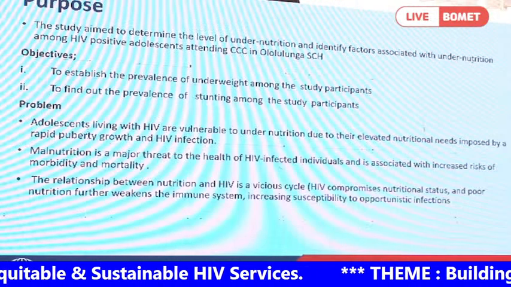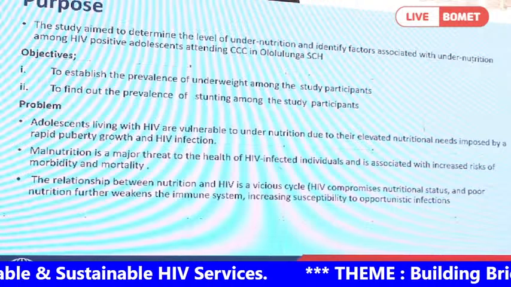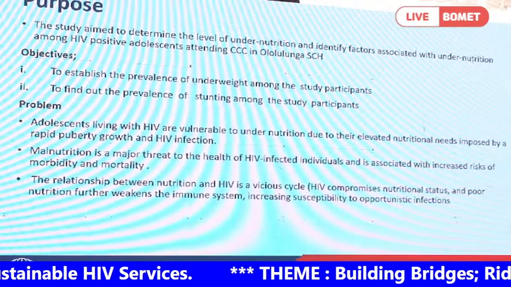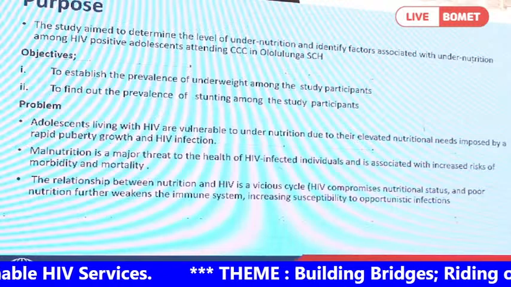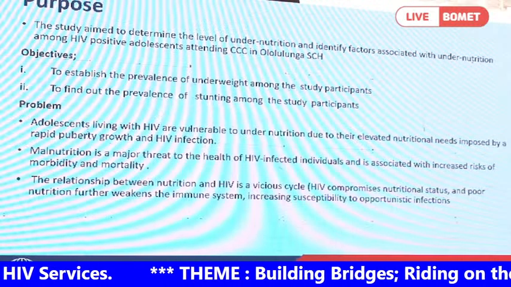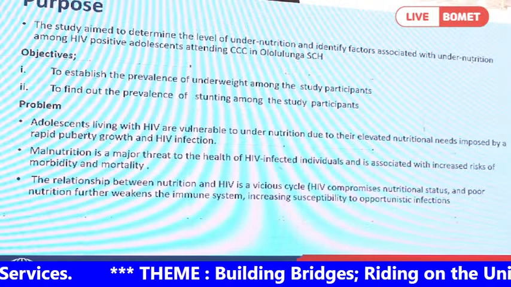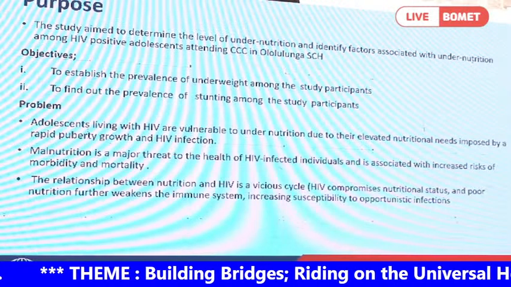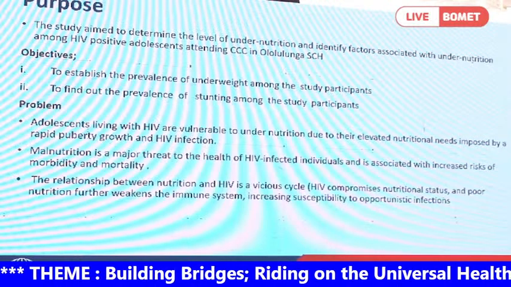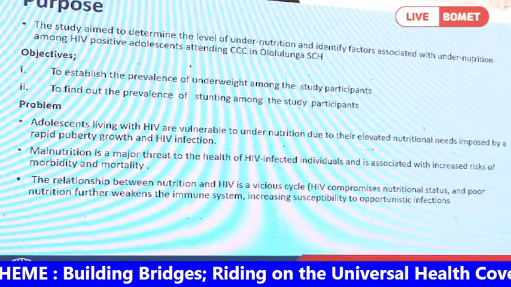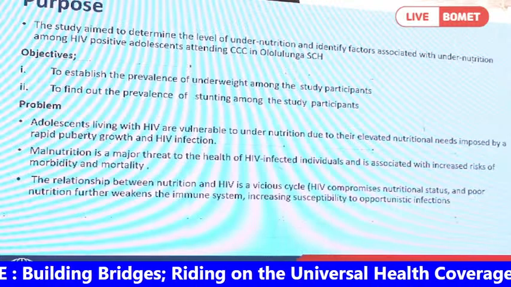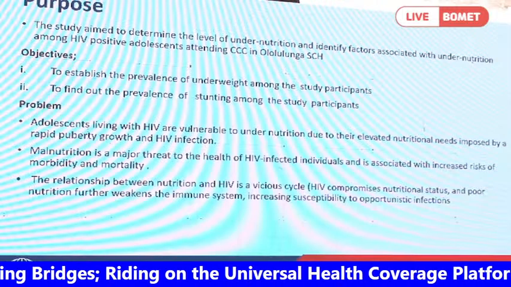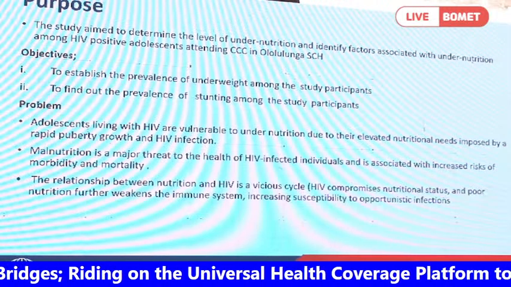The main problem: adolescents living with HIV are known to be vulnerable to undernutrition, bearing in mind the elevated nutrition needs that are imposed by the rapid pubertal growth and HIV infection. Undernutrition is a major threat to the health of these HIV infected individuals and is associated with increased risk of morbidity and mortality as well. There's also a relationship between nutrition and HIV that is in a vicious cycle, being that HIV compromises nutritional status and poor nutrition further weakens the immune system, thus increasing the susceptibility to opportunistic infections.